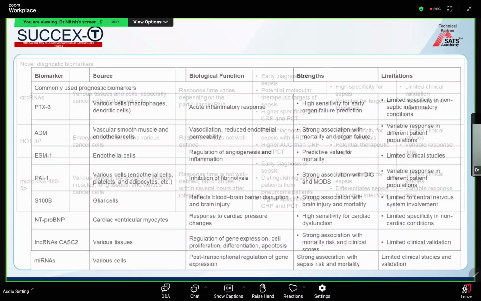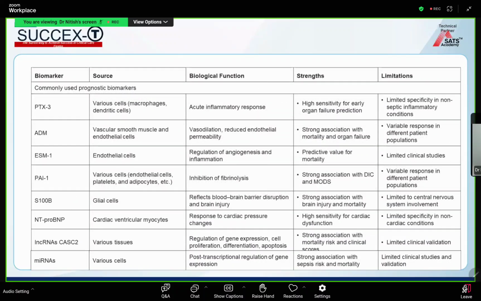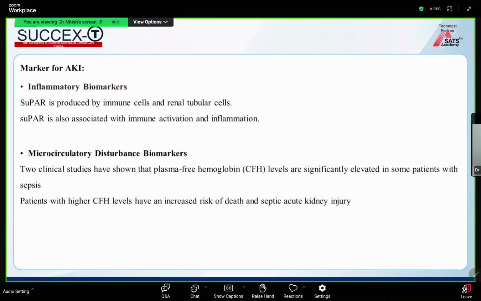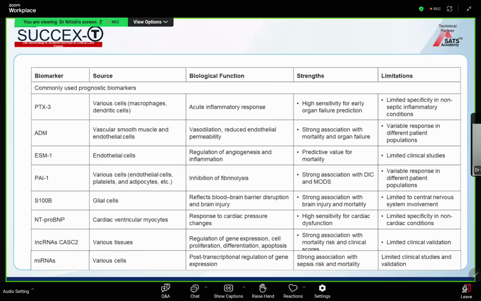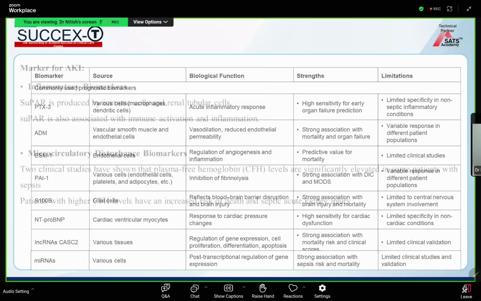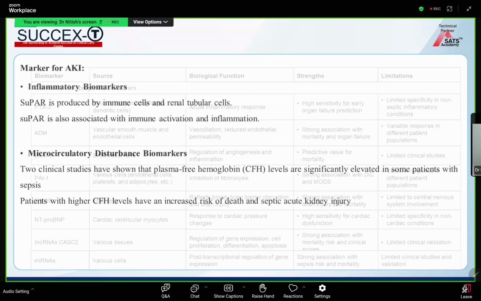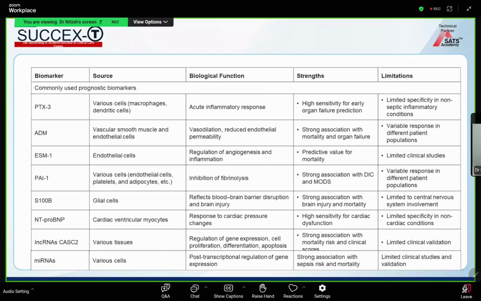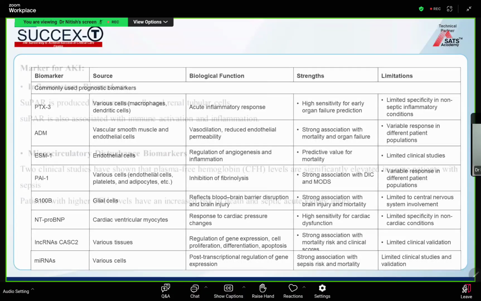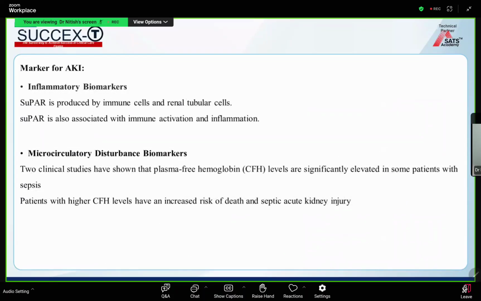Then these are some of the biomarkers that we use for prognosticating sepsis, like PTX3, ADM, ESM, S100, NT-proBNP, miRNAs, and everything. The advantages and disadvantages have also been given along with it. So once you get the PPT, you can go through it. Of course, for the exams, they are not going to ask you individual biomarkers. Probably the only biomarker that might be asked is procalcitonin, which I will discuss.